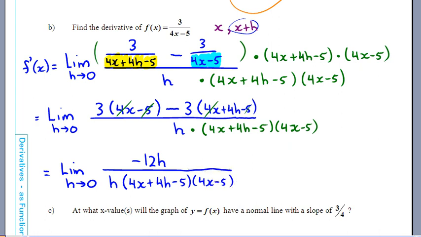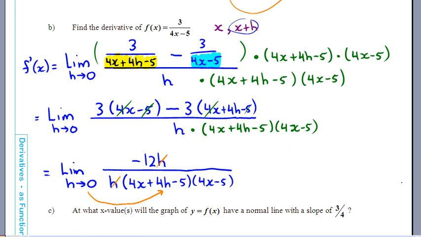Well, if you're going to promise to put numbers that are close to 0 in for h, okay, then you can reduce those. Now, this expression that's left, it's actually continuous if you're near h equals 0. So now you can go and do direct substitution with 0 for h. This thing doesn't have any issues there. And so we end up with negative 12 on the top, and then this binomial, 4x minus 5, and then another binomial, 4x minus 5, both multiplied together.